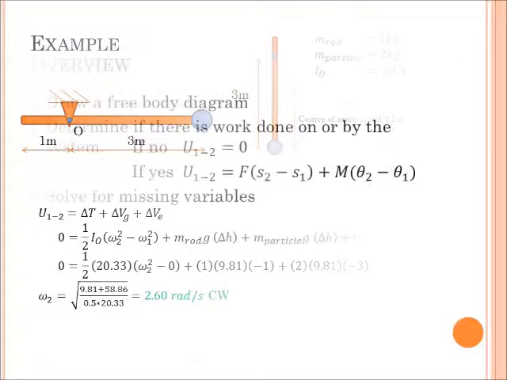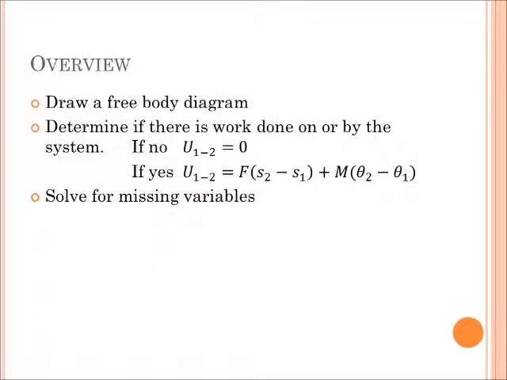In summary, to solve work energy equations, you first want to draw a free body diagram, then determine if work has been done on or by the system. If not, work is equal to 0. But if there is work, we want to determine the work from the external forces times its displacement and the external moments times its angular displacement.